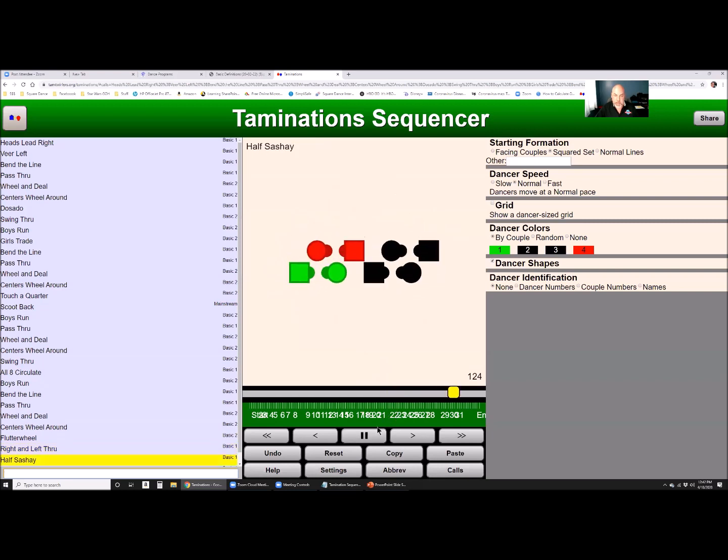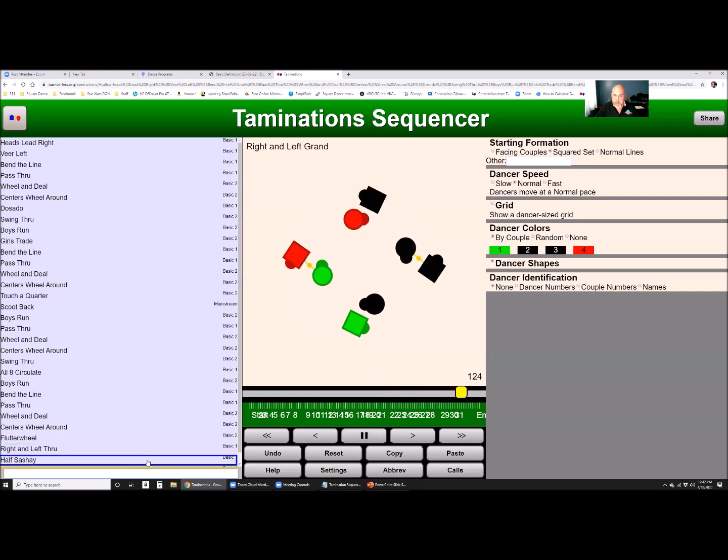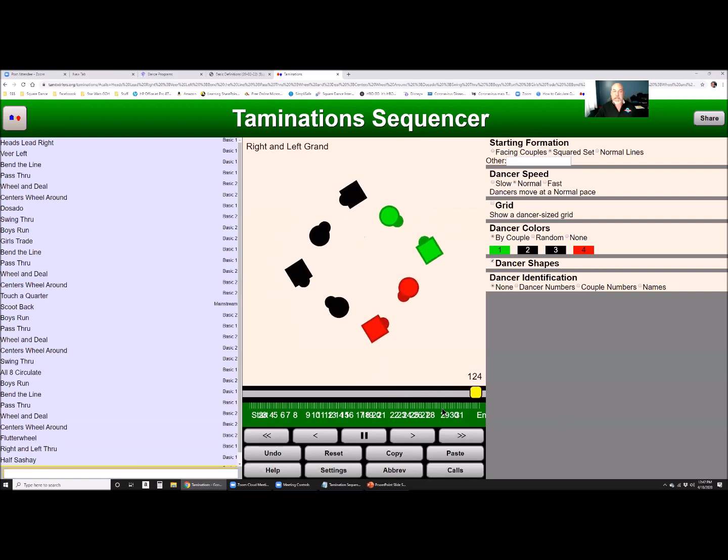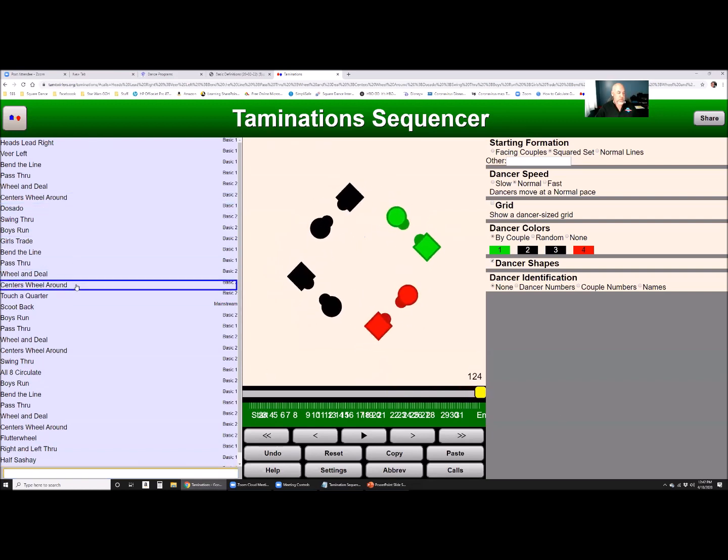And at that point, I think it goes into a right and left grand, though it's down at the bottom. Yeah, it goes into a right and left grand. And then promenade them home. So in that one sequence, I did 1, 2, 3, 4 different centers wheel around, with a bunch of different partners. At this point, if you're paying attention and you're on the floor and you know me, you know you're about to be wheeled around to death for the next 7 minutes, because this is what we're working.